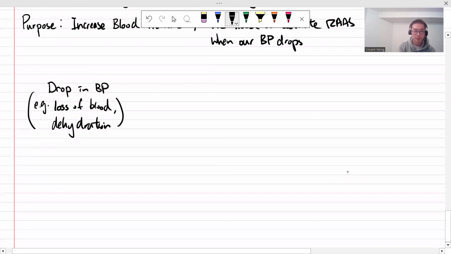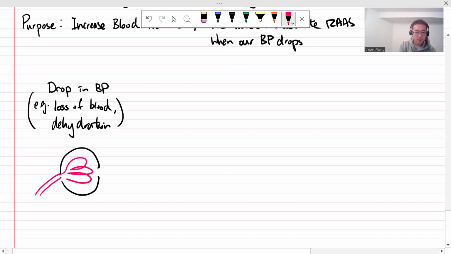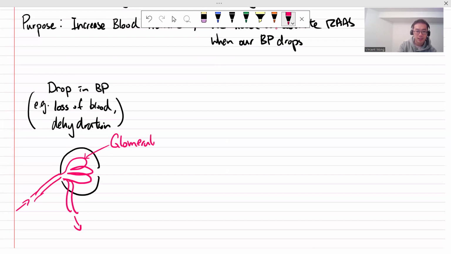All right, moving on. Now, hopefully you know what I'm drawing. I will be a little bit heartbroken if after all this time, you still don't know what this is. Okay, what is this? The glomerulus and the Bowman's capsule. That's right. Glomerulus, Bowman's capsule.